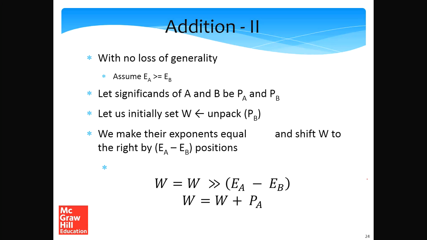So with no loss of generality, let's assume that EA is greater than or equal to EB. And let's call the significands of A and B as PA and PB respectively.